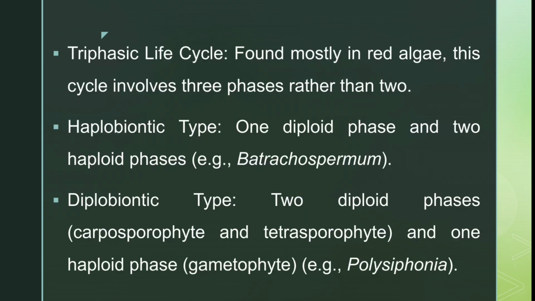Next, triphasic life cycle. It is found mostly in red algae or Rhodophyceae. This cycle involves 3 phases rather than 2. So it can be of two types. One is haplobiontic type, another one is diplobiontic type. So remember haplobiontic type and diplobiontic type. What is haplobiontic? One diploid phase and 2 haploid phases are there, as present in Batrachospermum.